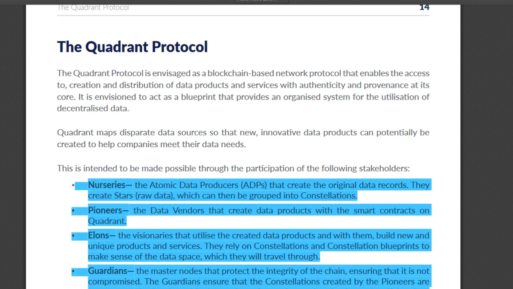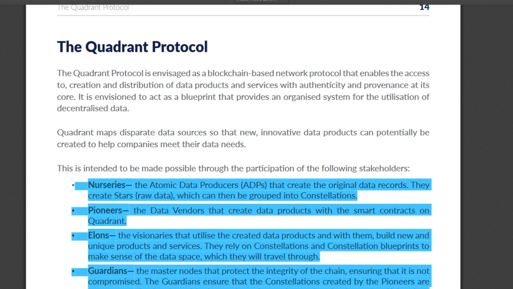This is intended to be made possible through the participation of the following stakeholders. So this is just Quadrant renaming all the actors that we've talked about earlier and then adding the Elons in there. So nurseries is their name for atomic data producers, the small guys, the ones that are producing small data sets that get aggregated later. Those are the guys that create original data records, that create new stars, is what they're calling raw data. This is their branding here, which can then be grouped into constellations, which is what the aggregators were doing. It's large data sets. So atomic matter turns into stars, a bunch of stars is a constellation.